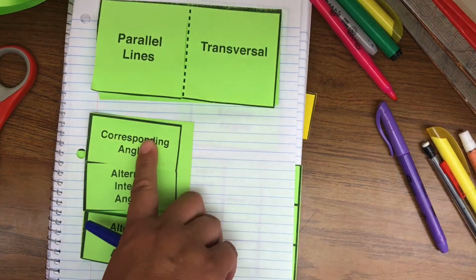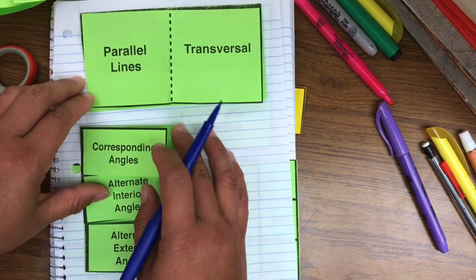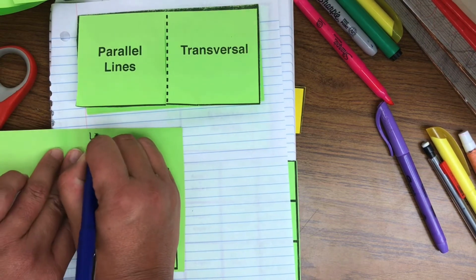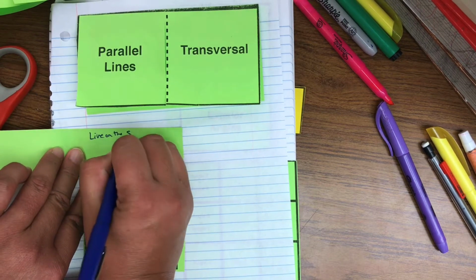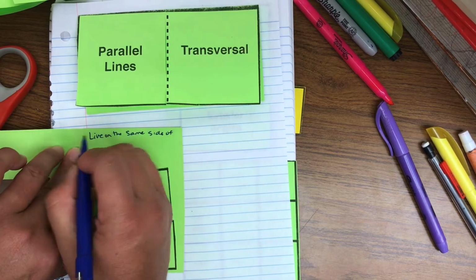Let's start with corresponding angles. These are angles that live on the same side of the transversal. Okay? They live on the same side of the transversal.